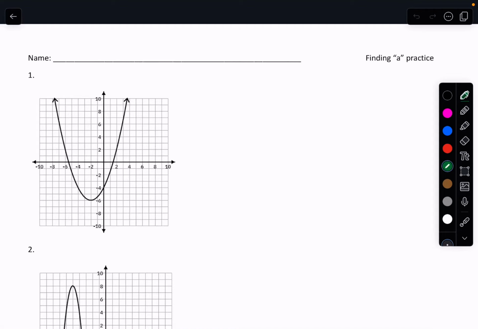Algebra 2 students. Today we are going to practice finding the equation of a quadratic, either given a graph, given a table, or given the vertex and a point. As a reminder, the vertex form of a quadratic is y equals a times (x minus h) squared plus k. Remember that your h and your k come from your vertex.